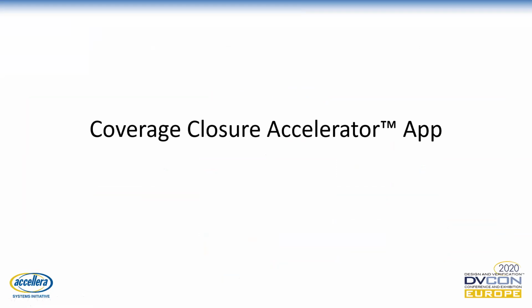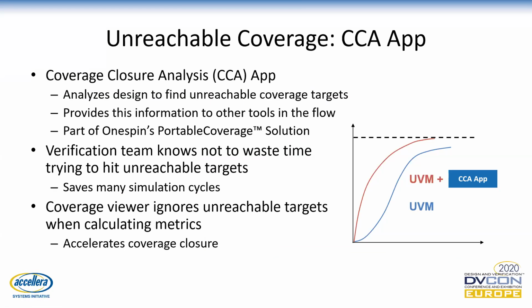So let's break down app by app in the portable coverage solution, and first in the row is the coverage closure accelerator. As I pointed out, formal identifies dead code in no time. And this dead code is found to be unreachable, and the coverage closure accelerator will provide this information to the other tools in the flow, so that the verification team will know not to waste time trying to hit unreachable targets. This saves many simulation cycles and accelerates the coverage closure.